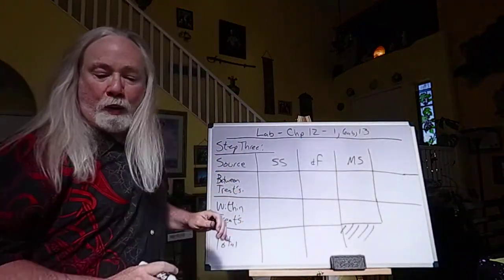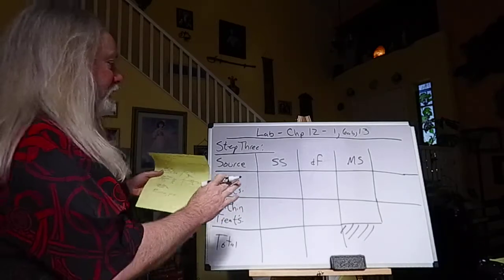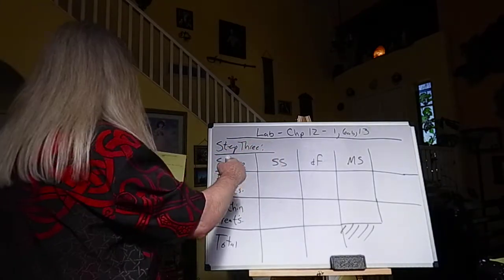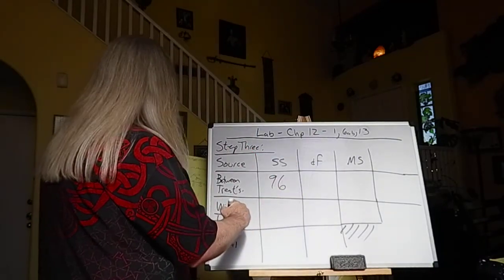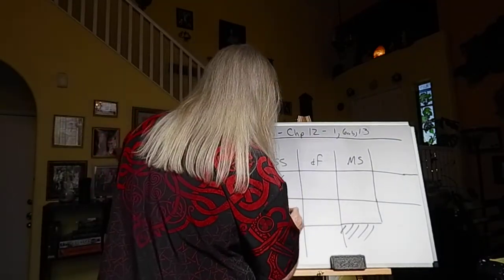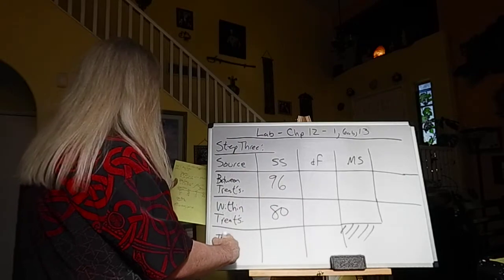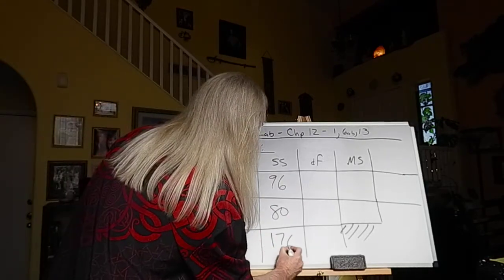All right, so I'm just going to report our answers in here. I just want you to be able to see it as well as hear it. So our sums of squares between treatments was 96 points. Sums of squares within treatments was 80 points. Sums of squares total is 176 points.